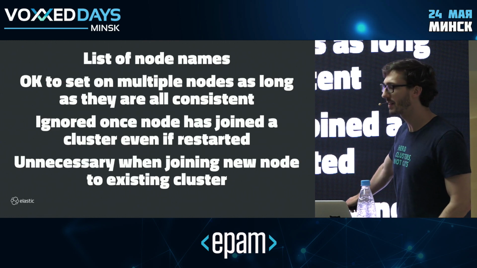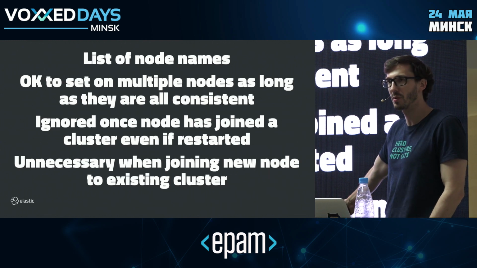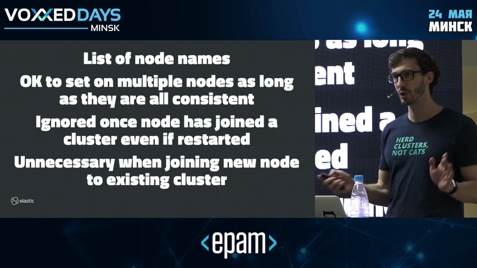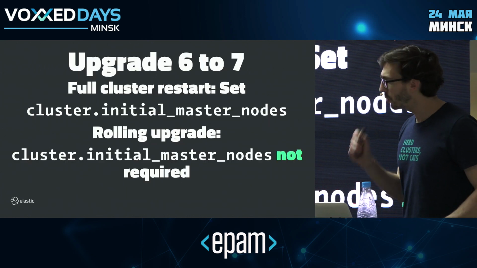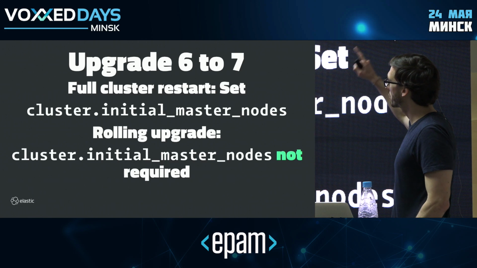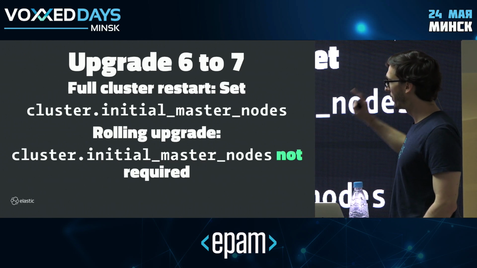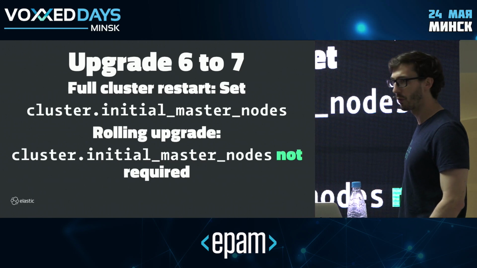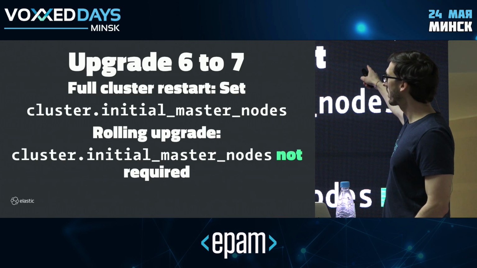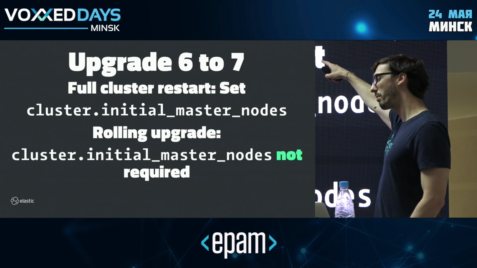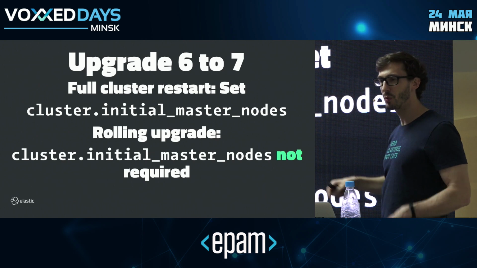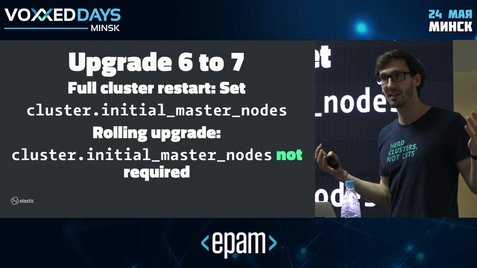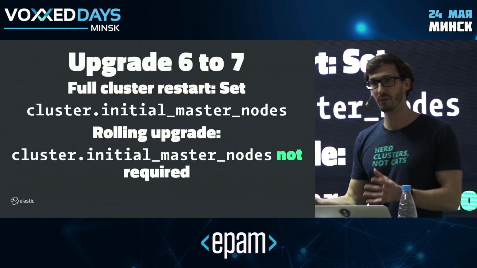And you don't have to set that when you join an existing cluster because you're just joining the existing cluster and the cluster will take care of that. You also need to set that when you do an upgrade from 6 to 7, which we have done. If you do the rolling upgrade, it's not required to set that. If you do a full cluster restart, where the new mechanism has never seen the cluster, then you need to set that setting. Otherwise, it will be confused and say, hey, I've never seen which other nodes are there, how could we even form a cluster?